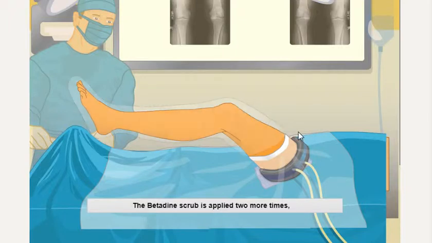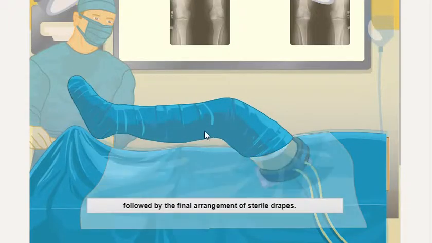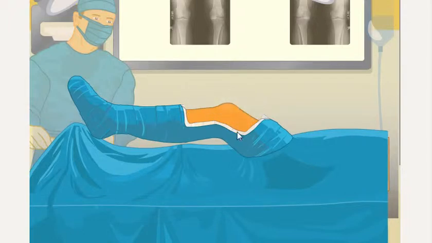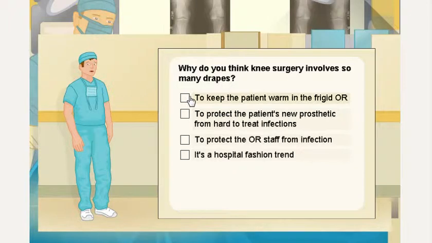Betadine scrub is applied 2 more times, followed by the final arrangement of sterile drapes. Tamam, anladım nasıl yapacağımızı. Oradan öyle keseceğiz. Tamam. Why do you think knee surgery involves so many drapes?